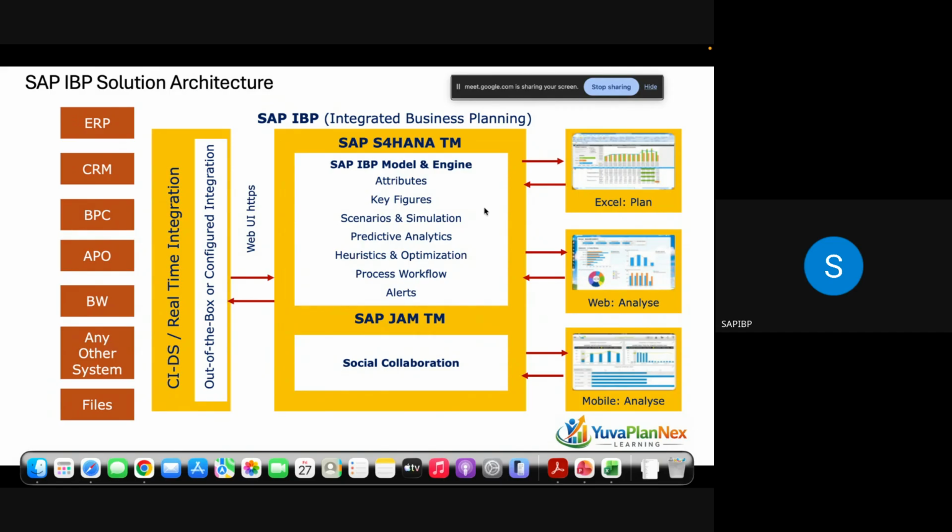Okay. And it won't do the execution part. It will just do the planning. And for the execution system, you need to depend upon your source system. For example, if you are already using SAP, then S/4HANA is your execution system.